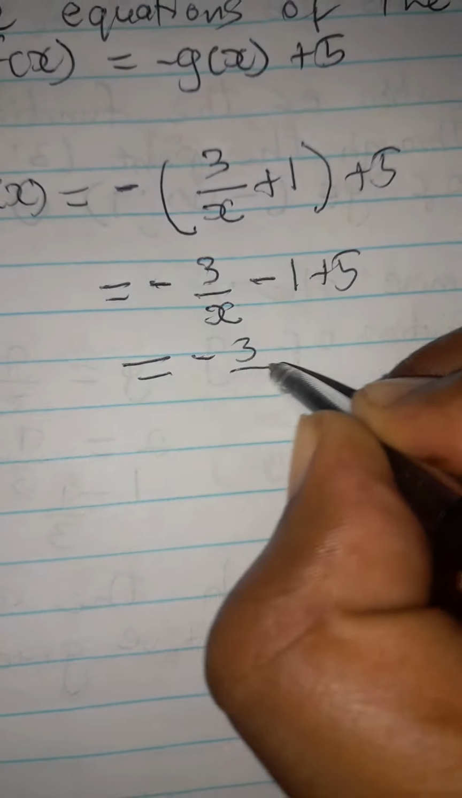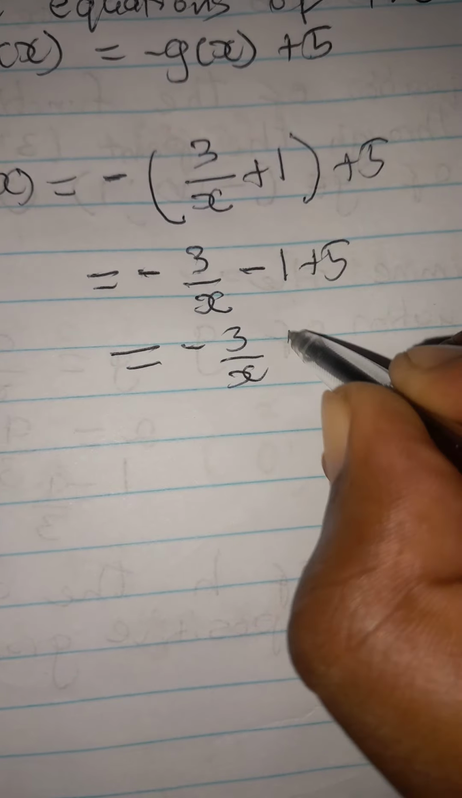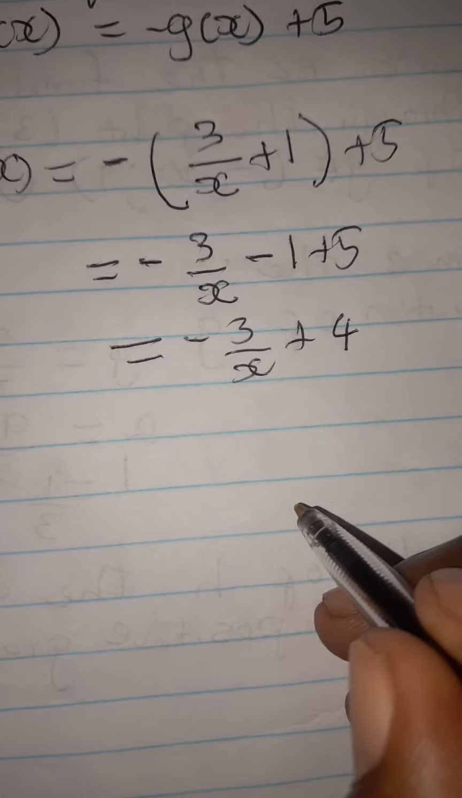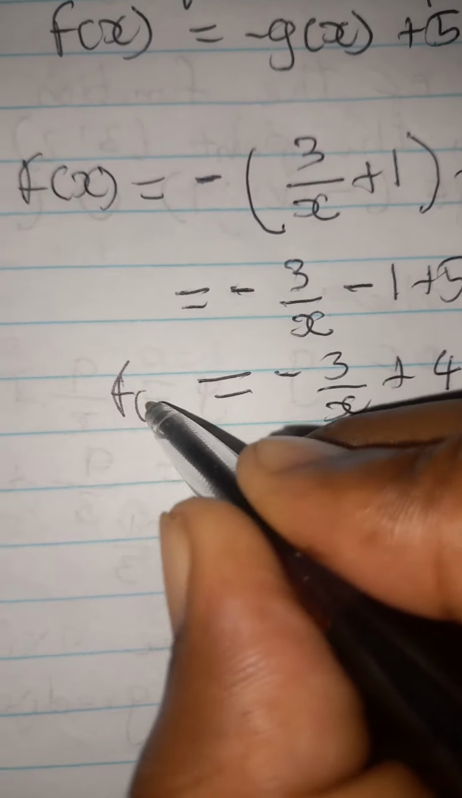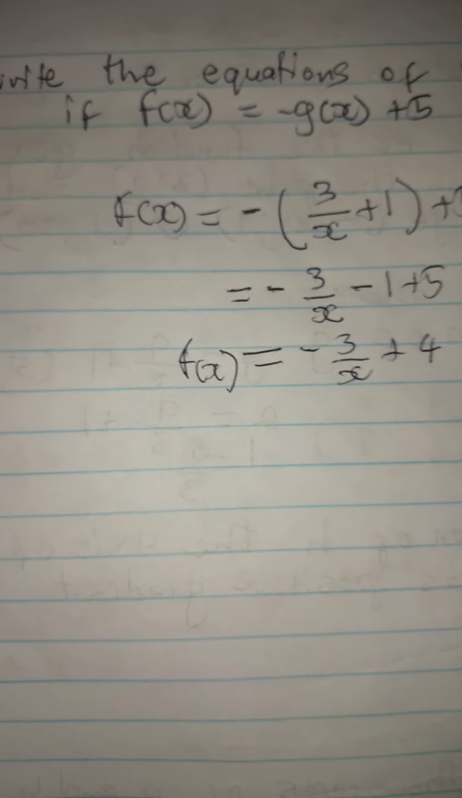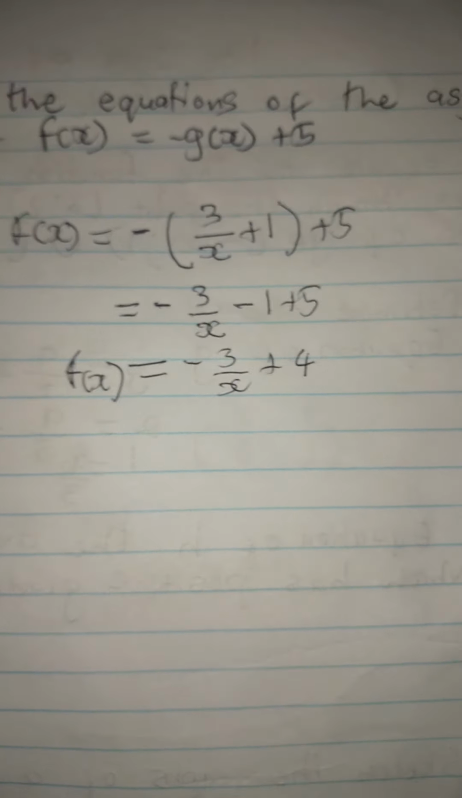Then we are going to have negative 3 all over x. Negative 1 plus 5 is the same as 5 minus 1, which is positive 4. So this is the graph of f of x already. You have to write down the equations of the asymptotes.